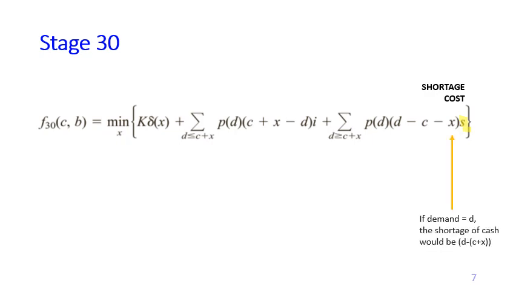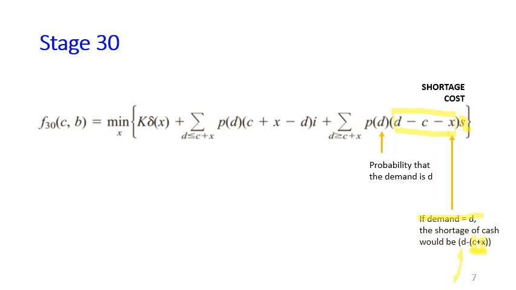And how much shortage you experience? It is D minus C minus X. Because if the demand is D, the shortage would be the demand minus what you prepare. And what you prepare is the cash that you have at the beginning of the day, C, plus how much you do the transaction with the bank. Either you withdraw from the bank or you deposit to the bank. So D minus, in the bracket, C plus X, or if you expand the bracket, it becomes D minus C minus X. So this is the amount of shortage that you experience at a particular day.